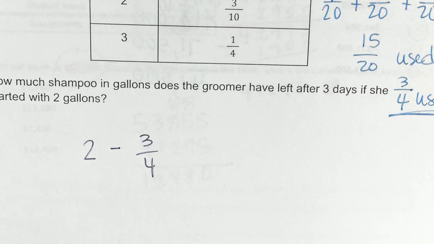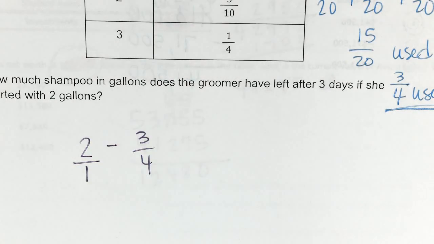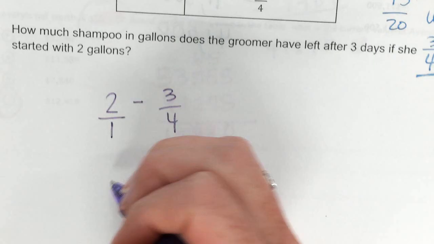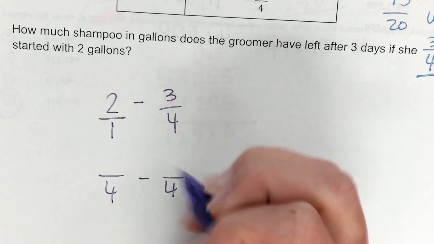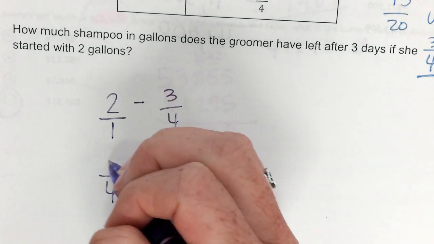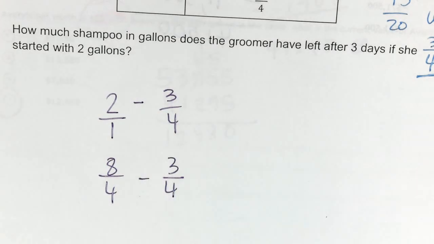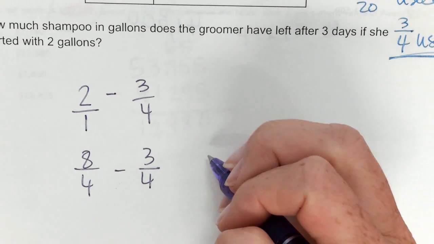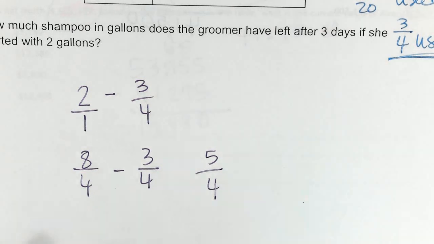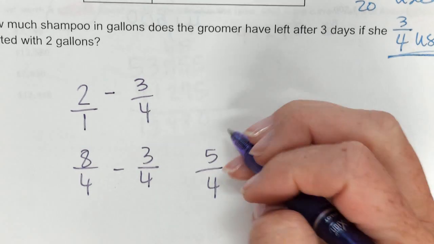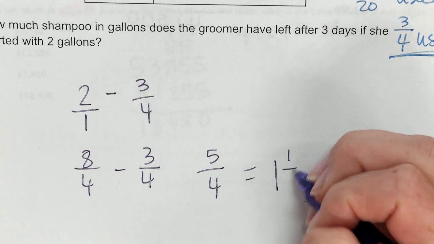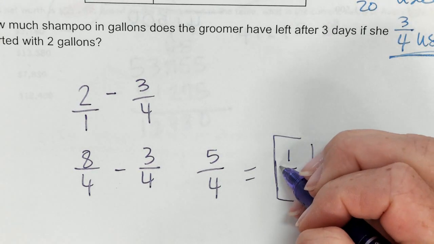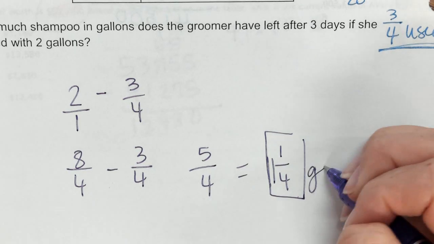Could you do 2 minus 0.75? Yes. Could I do 2 minus 3/4? Yes. What would I have to put 2 over? 1. And I'd have to find a common denominator, which is 4. 1 times 4 is 4, 2 times 4 is 8, and this stays. What is 8 minus 3? 5. So I have 5/4. But I need to change that to a mixed fraction. 4 goes into 5 one time with 1 left over. 1 and 1/4 gallons left.